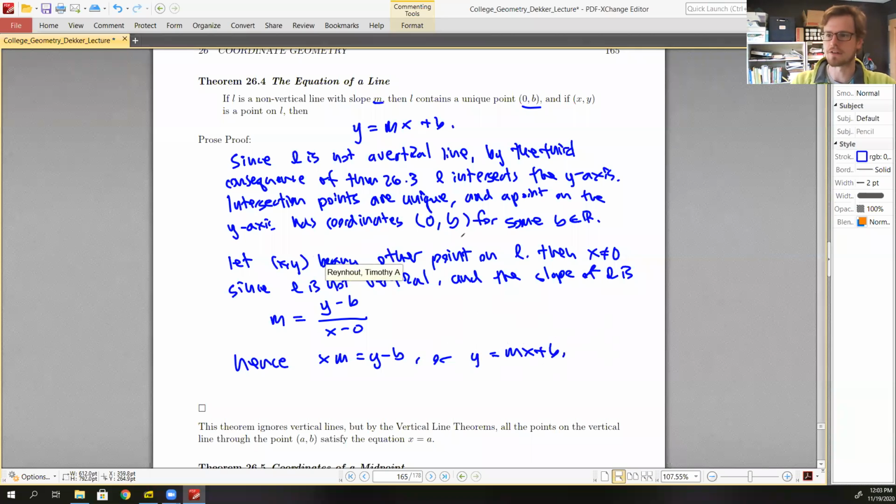So the equation for a line results from using two particular points, right? Only one of them is particular, the intersection point with the y-axis, and with any other point, we find that we can calculate the slope and rewrite that equation in this way. And that's it. That's all we were looking to show. Excellent.